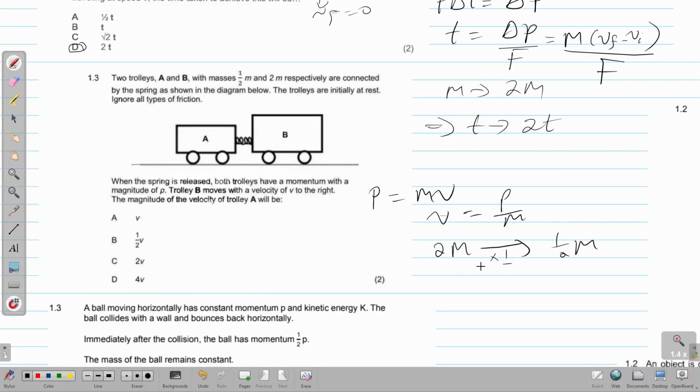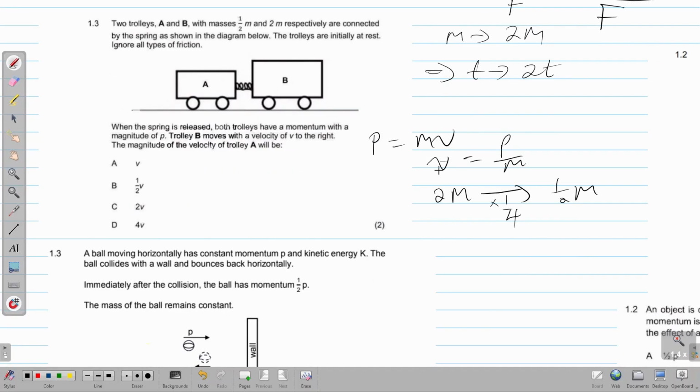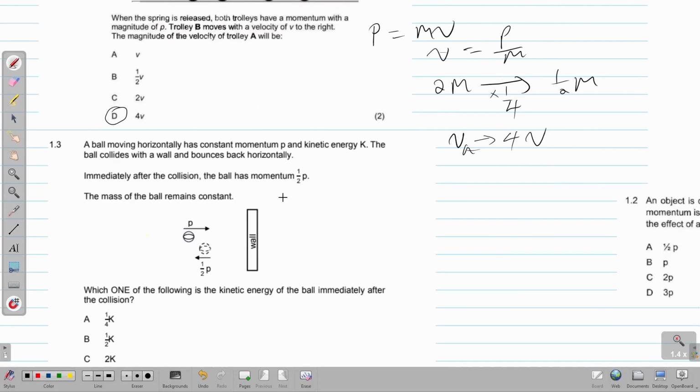So you've changed the mass by a quarter. Since the velocity is inversely proportional to mass, the velocity of trolley A is going to be 4 times the velocity of trolley B. So the answer here is D, right?